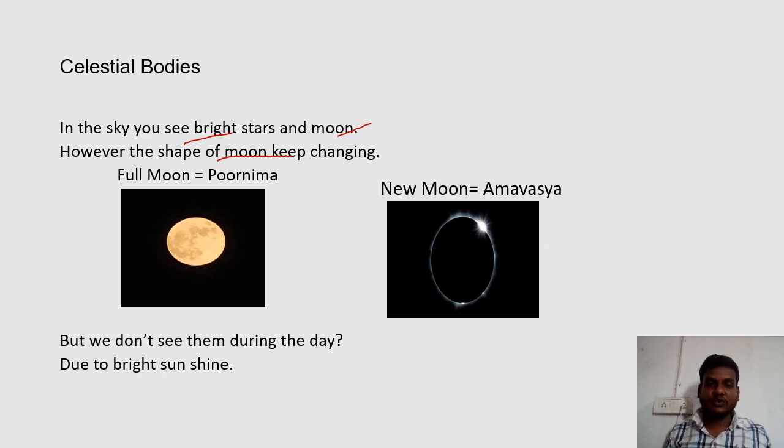Full moon, we also call Purnima, and new moon, we call Amavasya. But we do not see them during the day. Why? Because of the brightness of the sun in the day, we cannot see the moon and stars in the daytime.